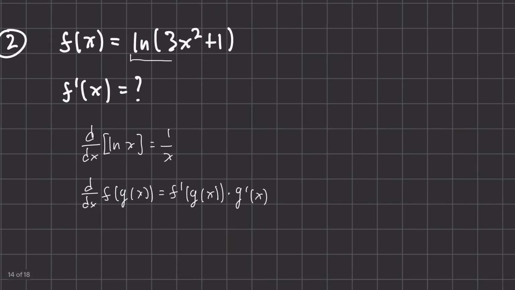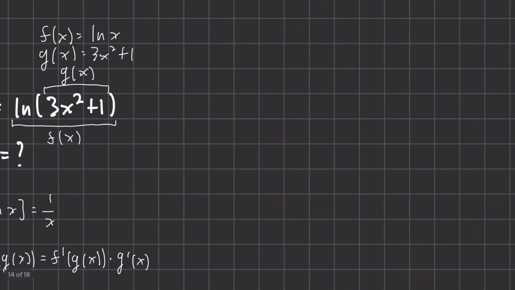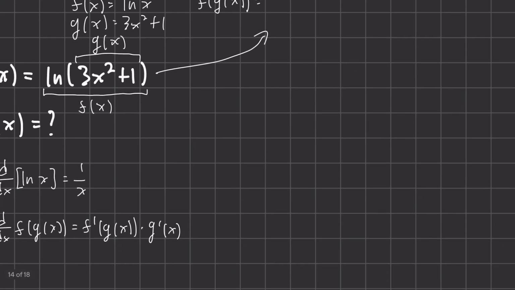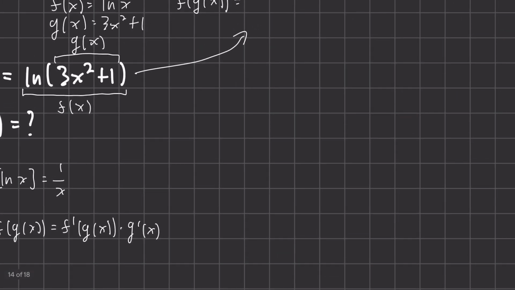So in this case, our f of x is simply just the ln, and then our g of x is what is inside the ln. Hopefully you can kind of see that. So I know it says f of x here, but let's just say f of x was equal to ln x, and let's say g of x was equal to 3x squared plus 1, well then what would f of g of x be? That would just be this right here. And so we simply just apply the chain rule. So first we'll just get the derivative of ln, which is just 1 over whatever's inside.